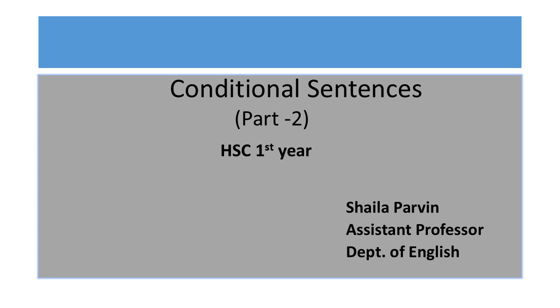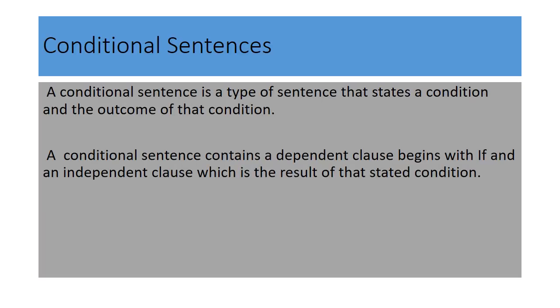Let us begin. At first, let us have a quick recap about conditional sentences. A conditional sentence is a type of sentence that states a condition and the outcome of that condition. A conditional sentence contains a dependent clause, which begins with if, and an independent clause, which is the result of that stated condition.